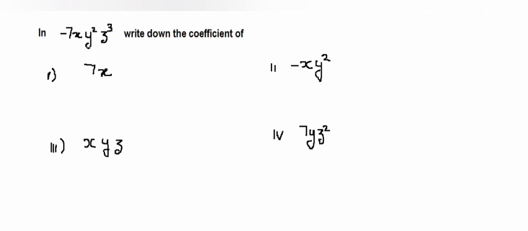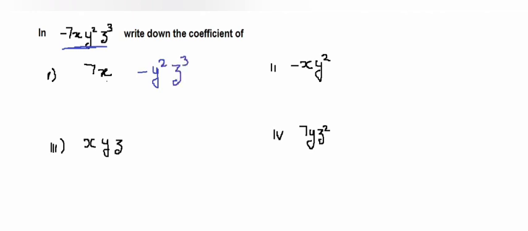In this question, we have the expression given, minus 7x y square z cube. We need to find out the coefficient of 7x. I will leave 7x from this and the rest will be our coefficient. So, leaving 7x, I will get minus y square z cube.